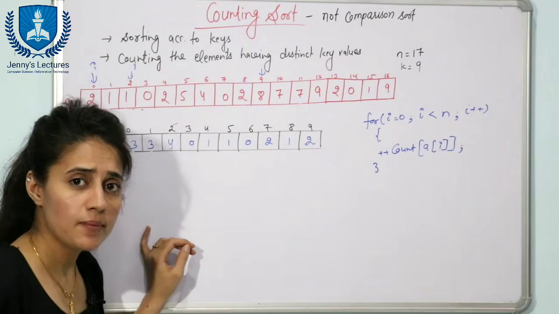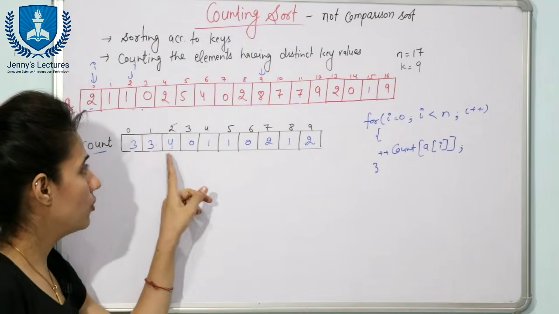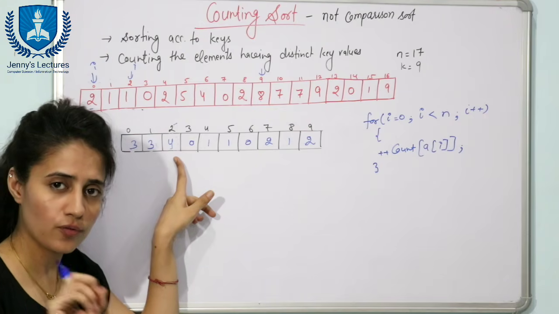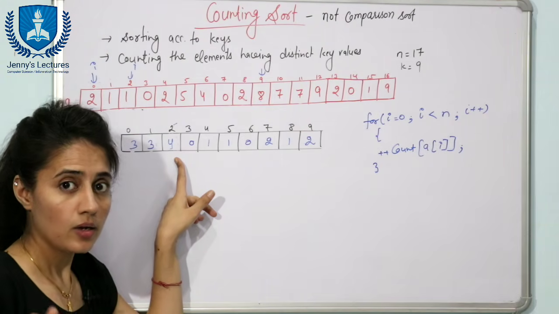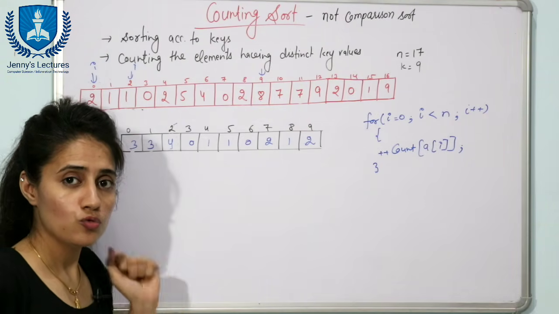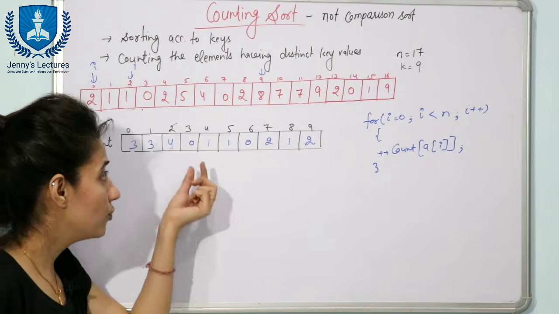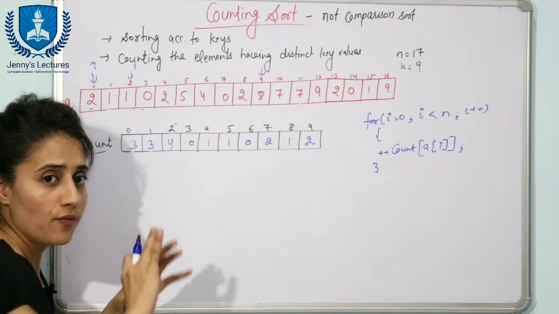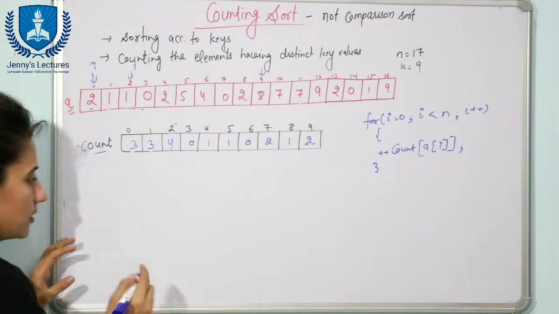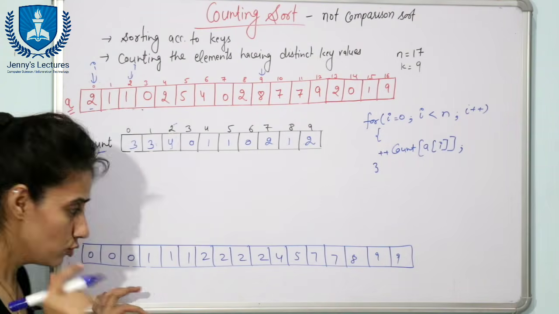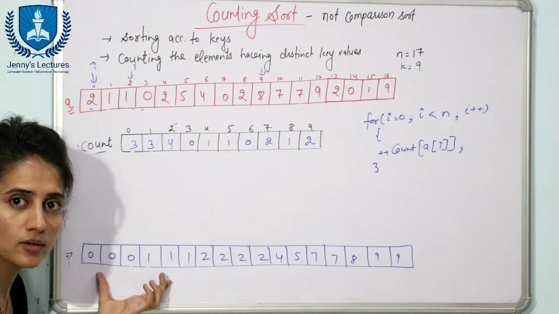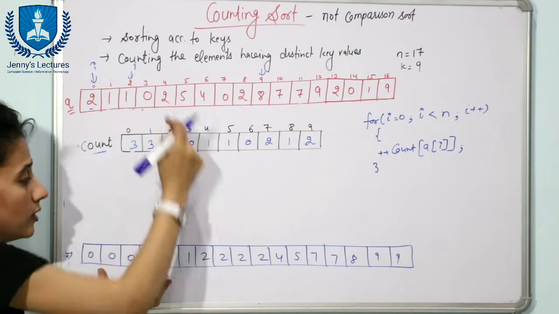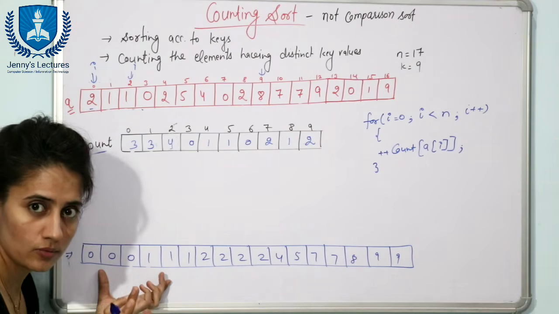So now the next step is, now you have counted the elements, the frequency of the elements, fine. But now you are supposed to find out the actual position of these elements in the sorted array. See, after sorting, the array would be something like this. This is the unsorted array, this is the sorted array, right?